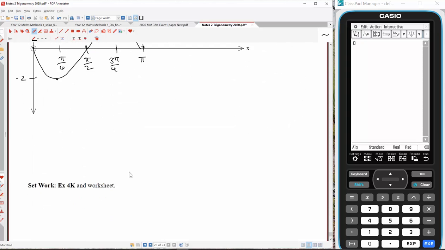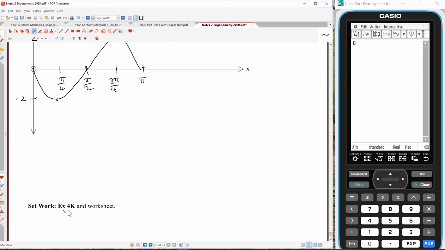All right, so there'll be an exercise. It's 4K, and there'll be another worksheet on top of that.